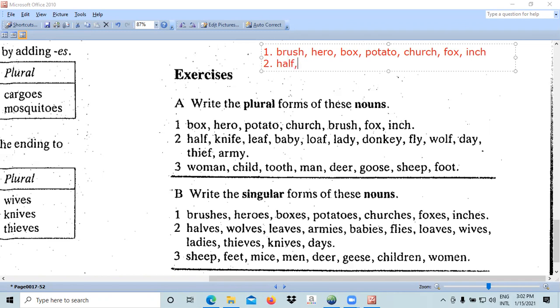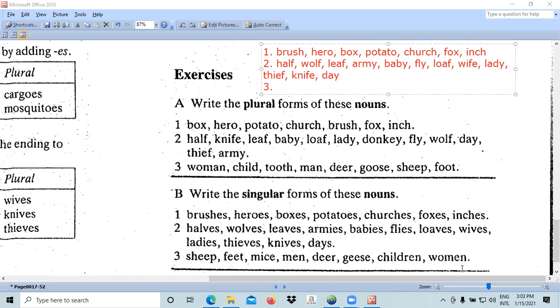Number 2. House, half. Wolf. Leaf. Army. Baby. Fly. Love. Wife. Lady. H-I-E-F. Thief, K-N-I-F-E, knife, B-A-Y, day.